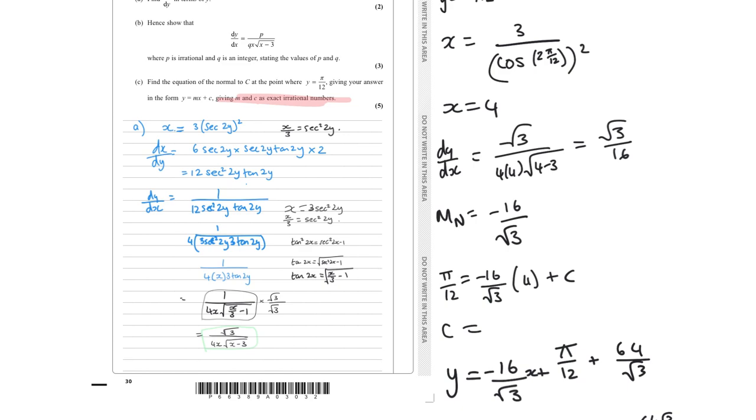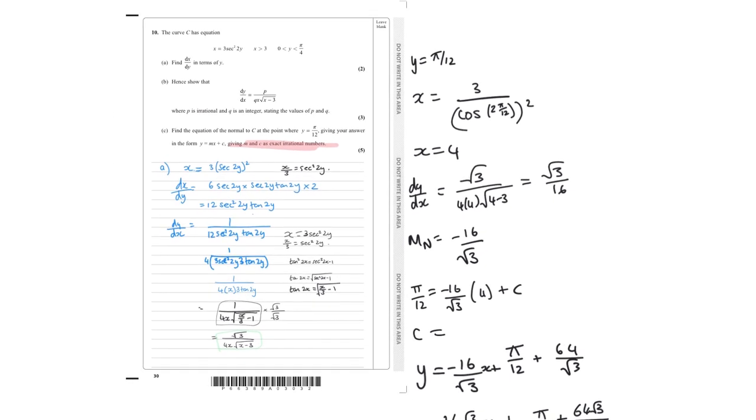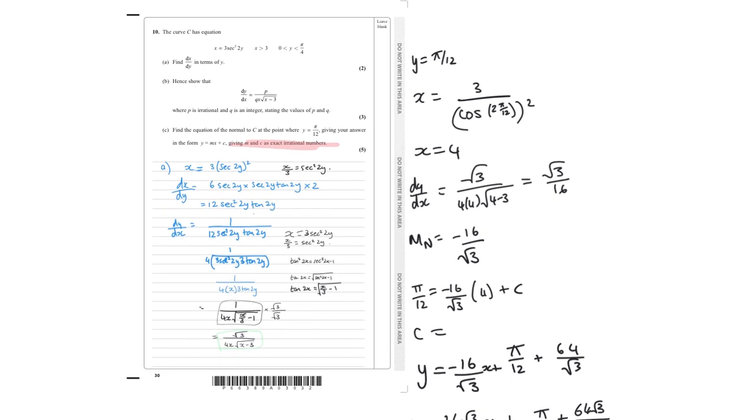Okay, so question 10. Now, here are all the worked solutions which I'm going to take you through. Okay, so this was the last question, right? So, the beginning part, just a heads up.